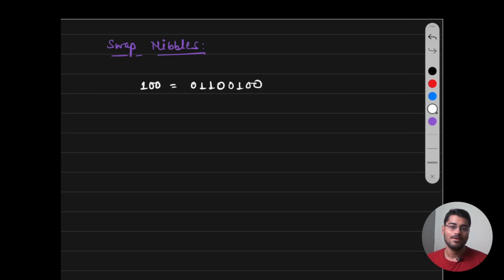Hey everyone, we have already seen the intuitive way to solve today's GFG problem of the day, that is swap nibbles in a given byte. Now let's look at a smarter way, a very optimized way.